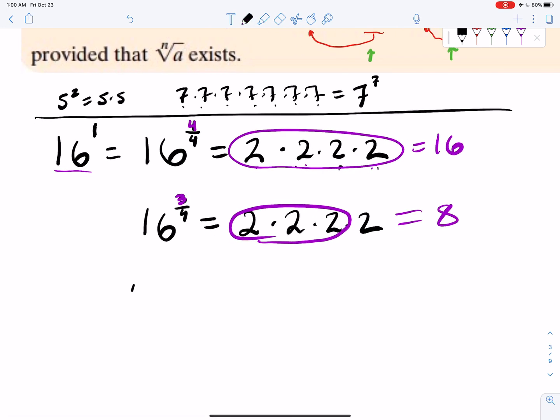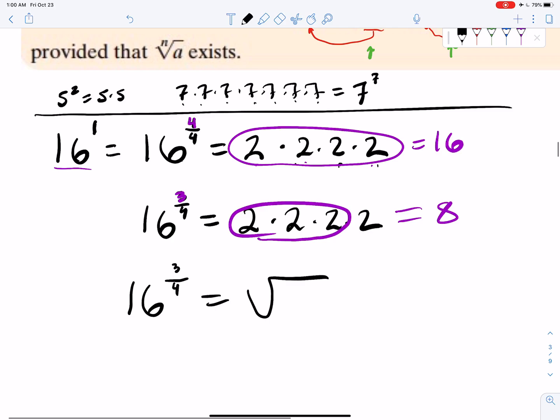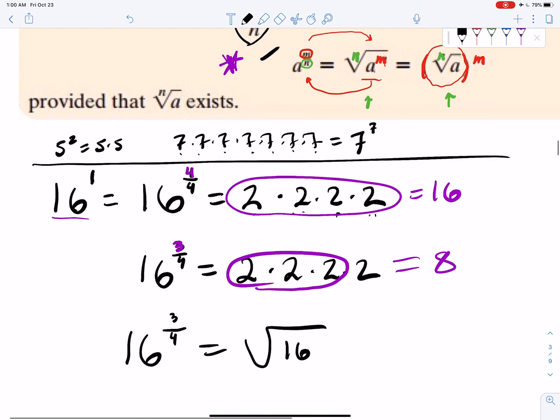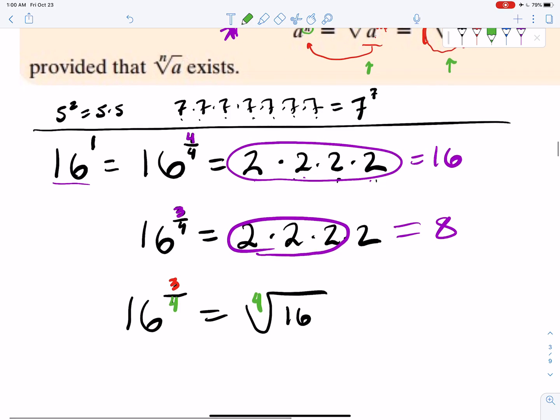So this says 16 raised to the 3/4 power. According to the rule, if I change it to a radical, that's 16 inside. And what colors did I use? I used red for the numerator, so the numerator is 3. I usually start with the index. The denominator is always the index, so I just put that right there. Now, a question: is the 4th root of 16 an easy number? Yeah, it is. It's a 2.